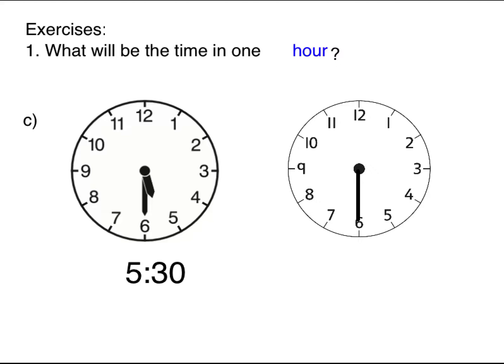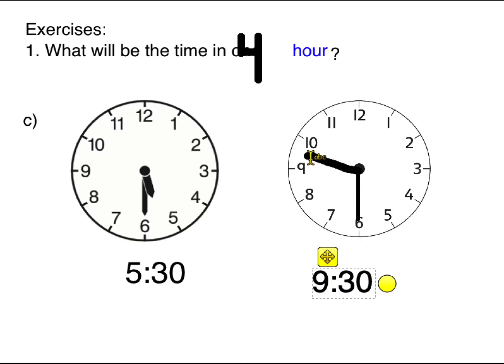Or, we can make it harder. How about 4 hours later? What's 5 plus 4? Grab the 5, count 4 more. 5, 6, 7, 8, 9. Or, count. Halfway past 5, 1 more, 2 more, 3 more, 4 more. You get the same thing. 9:30. My hour hand is way too long. That's what we're doing today.